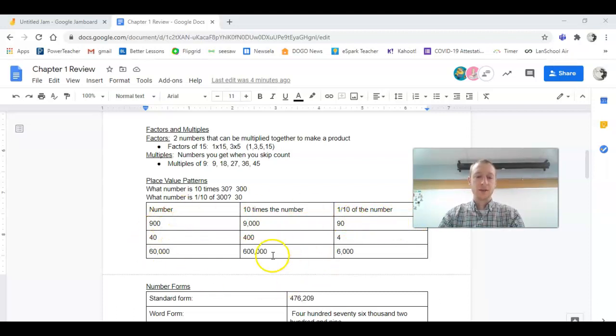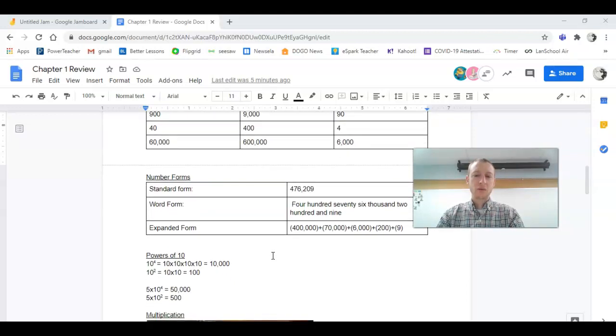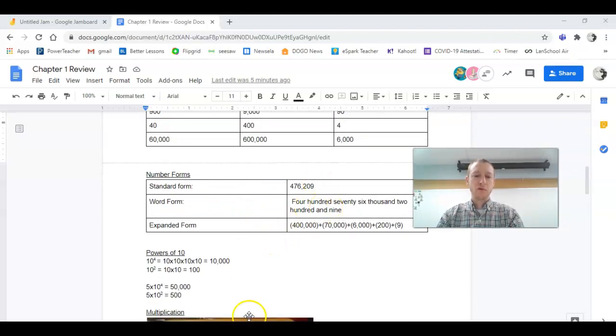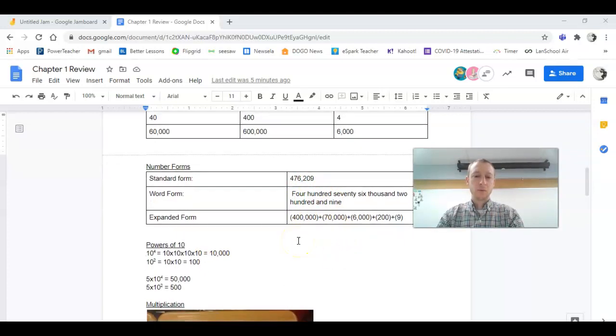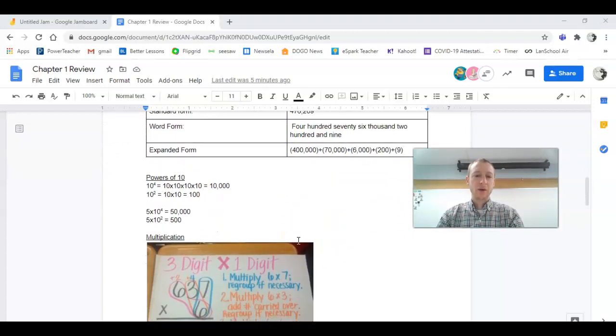So here's a table. You can study this table. Make sure you understand it. Different ways to write numbers: standard form, word form, and expanded form. Pretty self-explanatory.